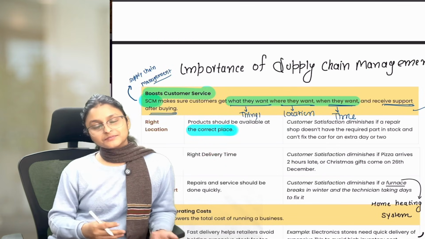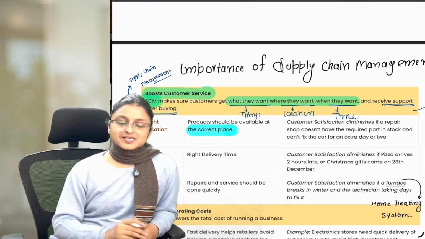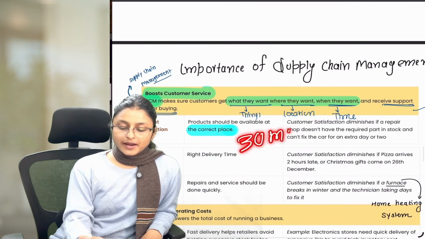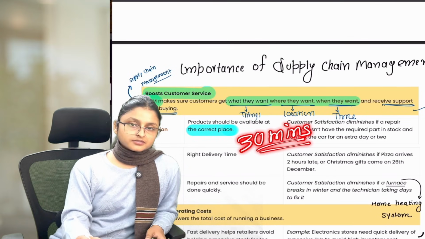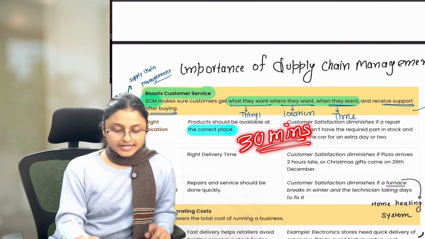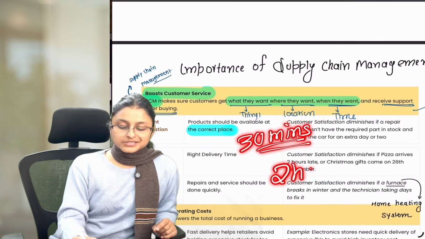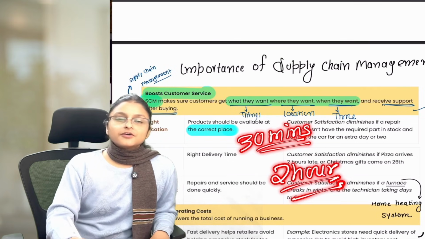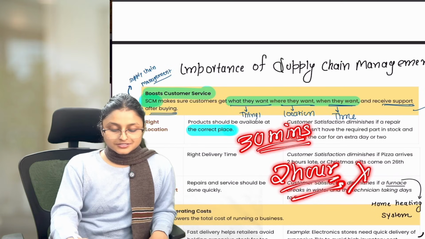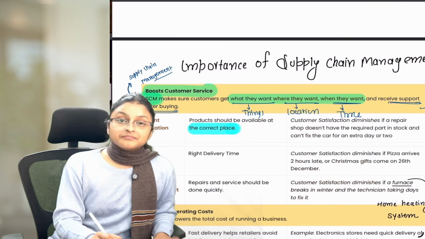Next, right delivery time. We have Domino's Pizza, who says that we will provide you the pizza in 30 minutes from the time you ordered. Right? But think about it. If your pizza gets delayed by 2 hours, will you be satisfied? Answer is no. And that is why right delivery time matters.